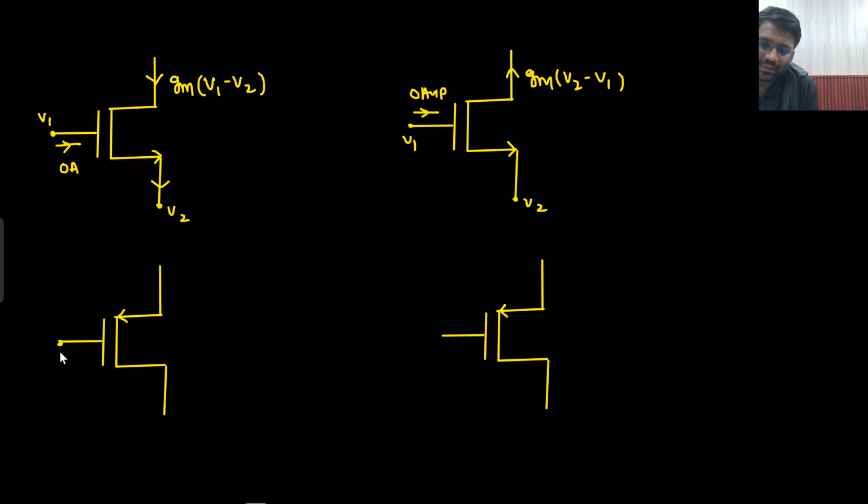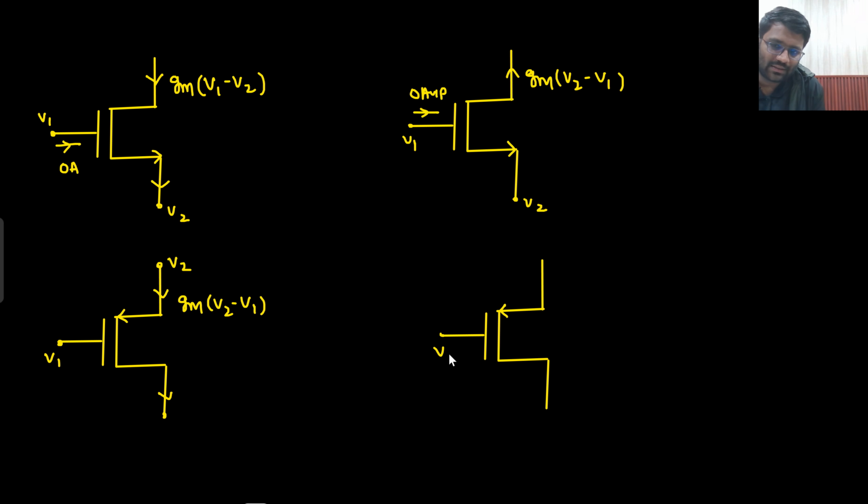Similarly here, let's just say this potential is V1 and this potential is V2. Not this potential, sorry, this potential, because gate and source potential we need to define. So this potential is V2, this potential is V1. Now I'm asking you what is the current in the downward direction. Whatever the current is there, the same current would be here as well. I'm going from V2 to V1, so current would be Gm V2 minus V1.